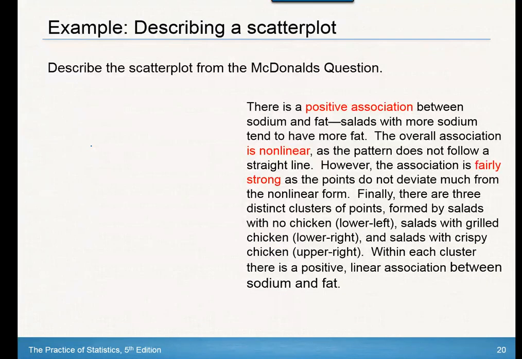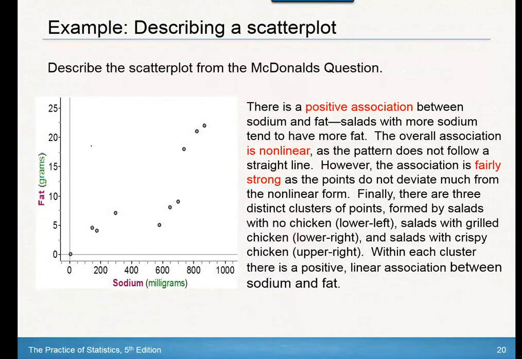Okay, so let's describe the scatter plot from the McDonald's question. Remember that this was comparing the amount of sodium to the amount of fat in a particular item off the McDonald's menu. Remember, describing your scatter plot, we're going to do form, direction, and strength, and then we're going to check to see if there are any outliers. That was where we got that DOFS from: direction, outliers, form, and strength. In this one, there's a positive association, and notice how you have to put it in context at some point, between sodium and fat.